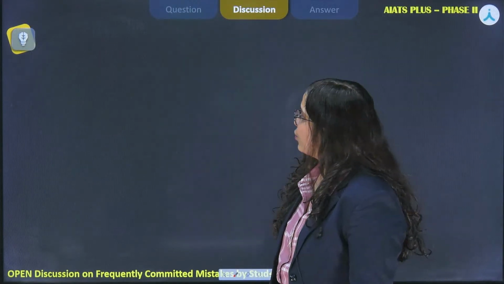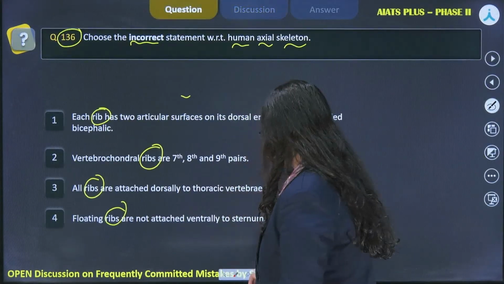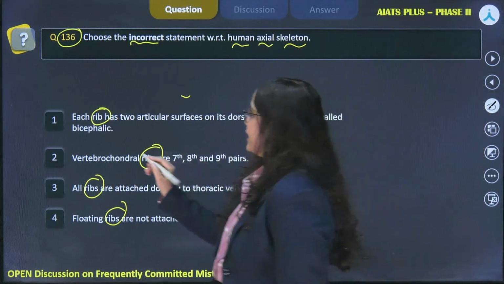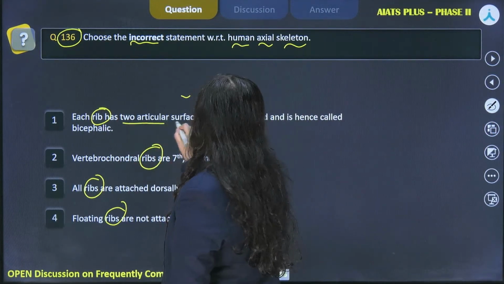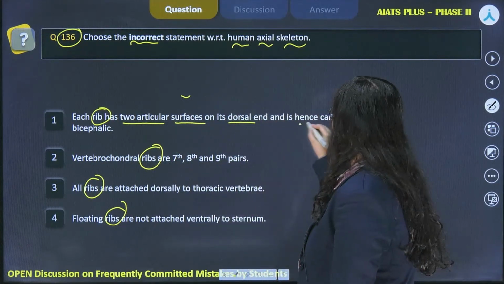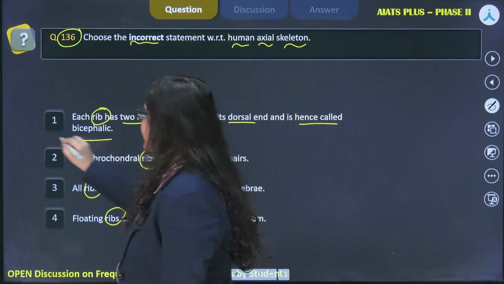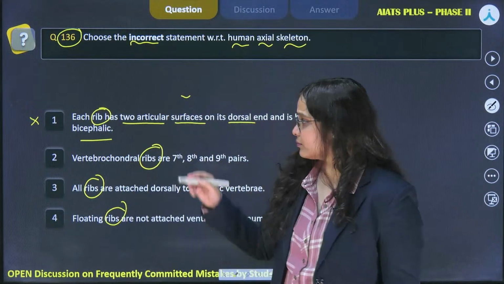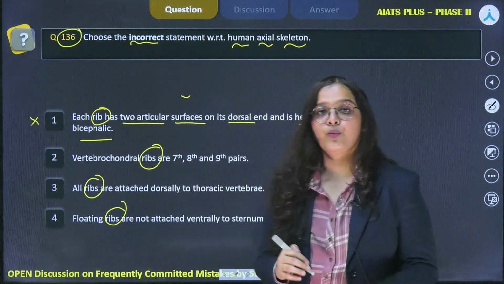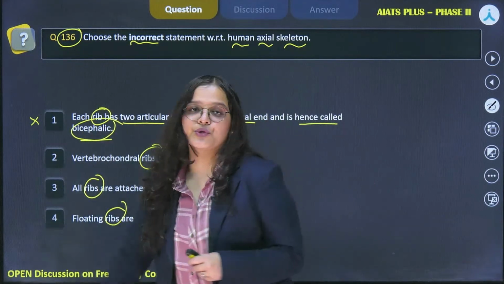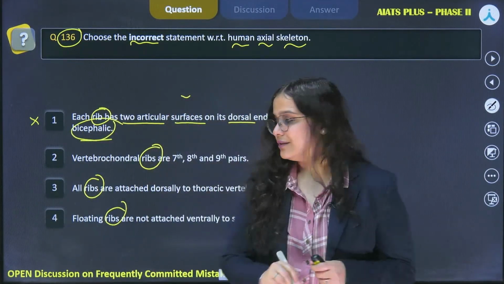So let us now go back to our question to figure out our right answer. Our first statement states that each rib has 2 articular surfaces on its dorsal end that we talked about, and is hence called bicephalic. This is absolutely true, as we already discussed, that it attaches to the thoracic vertebrae with the help of these bicephalic ends, and therefore option 1 cannot be the right answer.